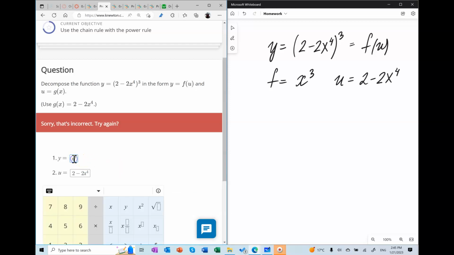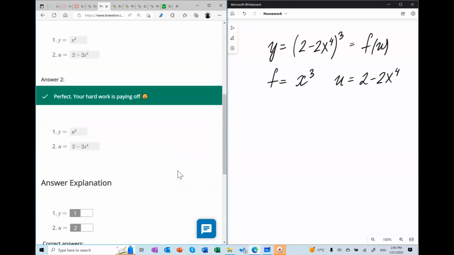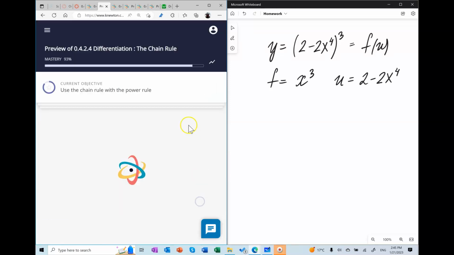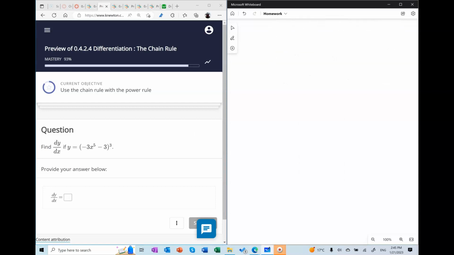They want us to write y as a function of u, so they want us to probably put u in here, not x. Let's see. Yeah, that's it. And one more. I don't know why I wrote this. The function is given.